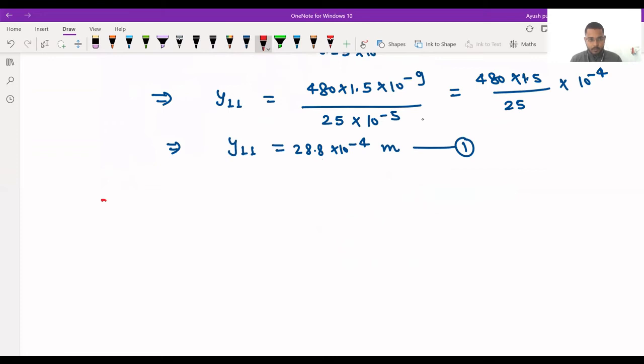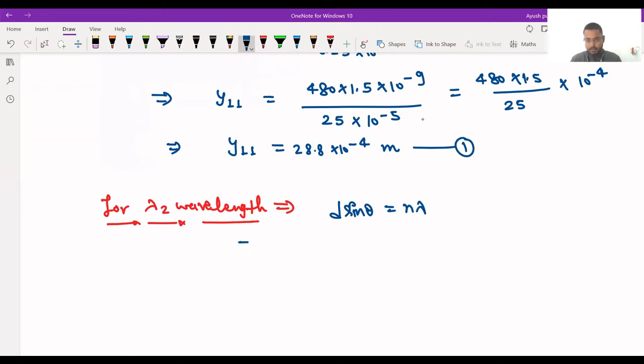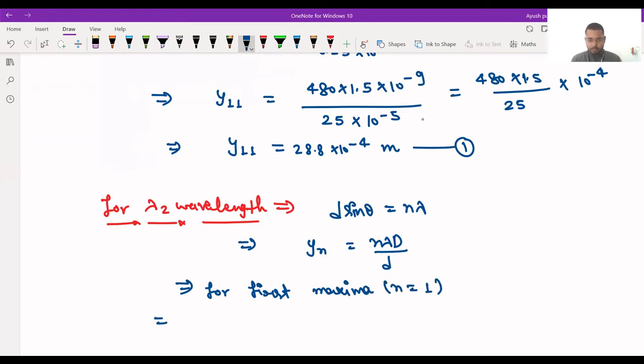Great. Now for the lambda 2 wavelength. Again, similarly, you have to calculate. We know the condition. The condition is same. d sin theta is equal to n lambda. So it will be again yn is equal to n lambda capital D upon small d. So here for the first maxima, corresponding to lambda 2 wavelength, n will be equal to 1, right? So put here y12 because I have already considered it y12.